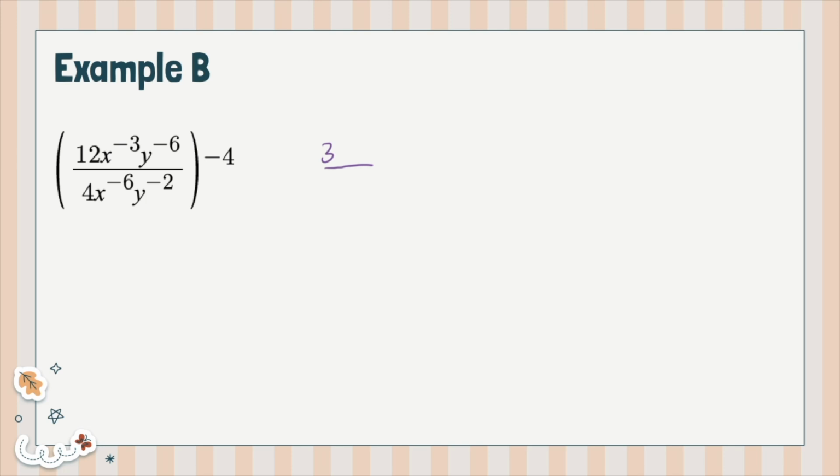Then we've got to flip some of our variables there. So x to the negative 3rd has to go down to the denominator. X to the negative 6 has to come up to the numerator. So we've got x to the 6. Then our y's also have to flip because they're negative. So we're going to end up with y to the 2nd in the numerator and y to the 6th in the denominator. So far, so good.